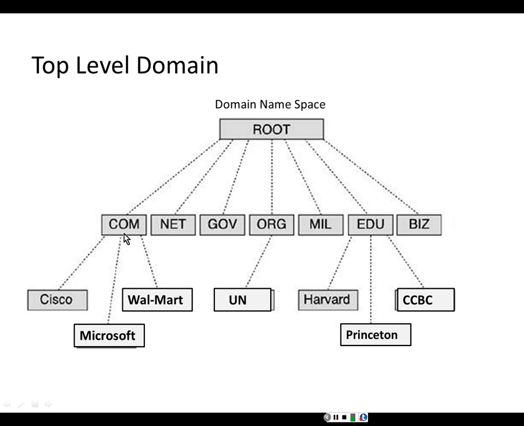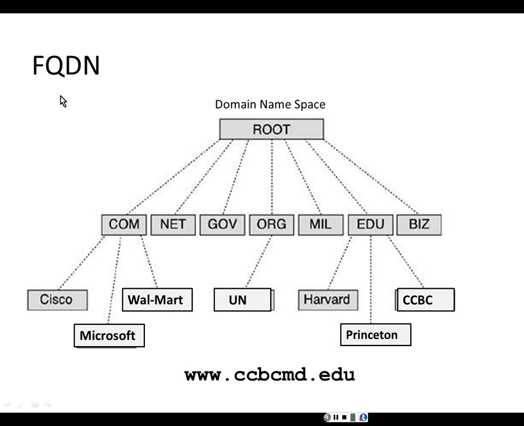The top-level domain includes .com, .edu. Secondary-level domain contains Cisco, Microsoft, and Walmart, and under EDU would be Harvard, Princeton, and CCBC. And then when we put together the top-level domain and the secondary-level domain and the host name, we get what's called the fully qualified domain name. The fully qualified domain name is the host name plus the secondary-level domain plus the top-level domain.